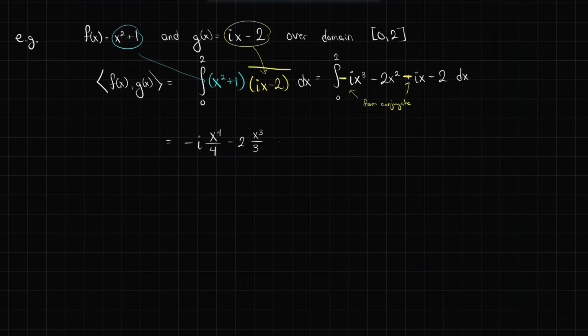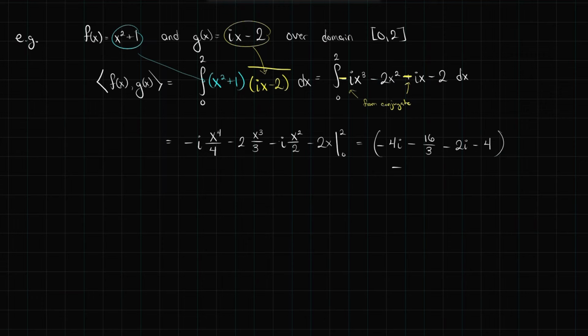So it should actually be a minus here. Minus ix squared over 2 minus 2x, and then I evaluate on my bounds 0 to 2. If I plug in a 2, I get 2 to the fourth over 4, which is 16 over 4, also known as 4. So I have a negative 4i. I plug in a 2 for the x cubed, I get 8 thirds, times 2, I get 16 thirds. Plug in a 2 for the x squared, it's 4 divided by 2, I get 2i. And then I plug in another 2 into the x, and I get minus 4. So that's me plugging the 2 in.